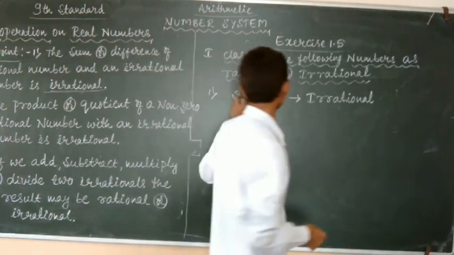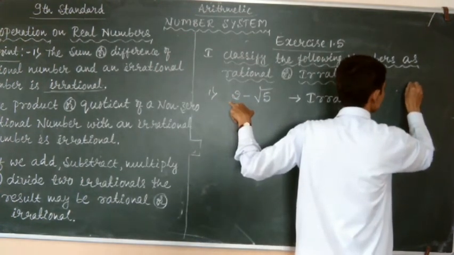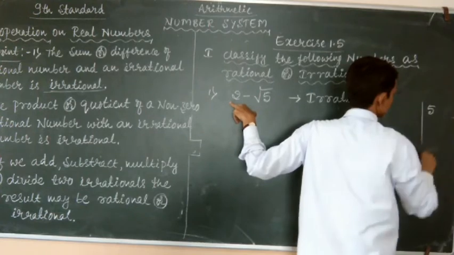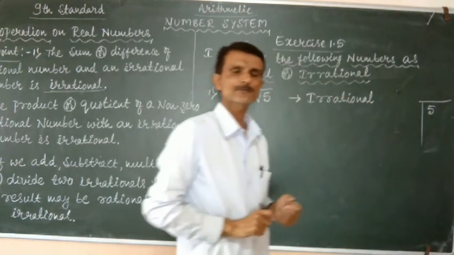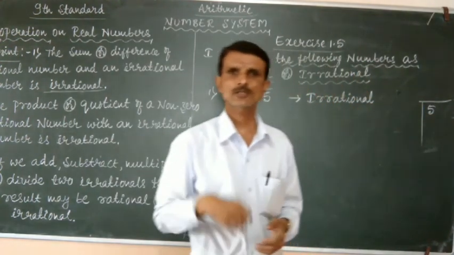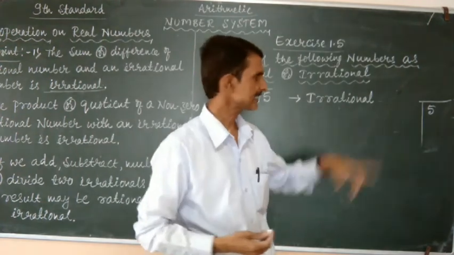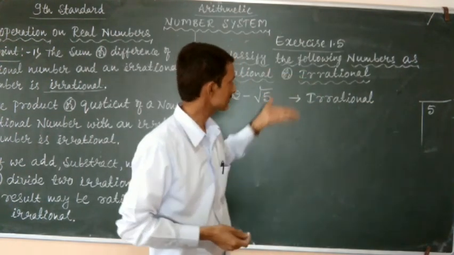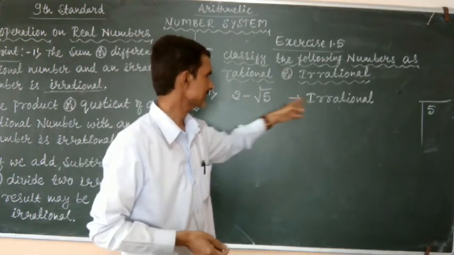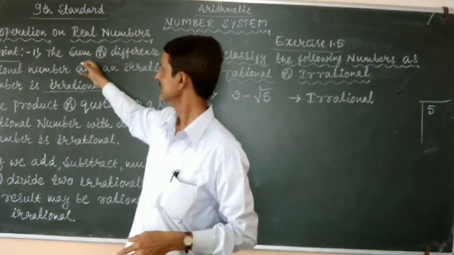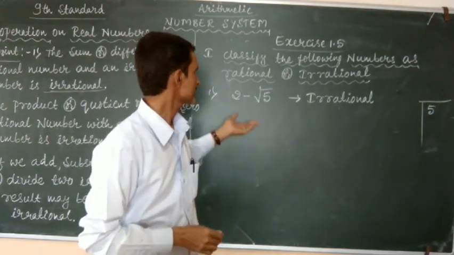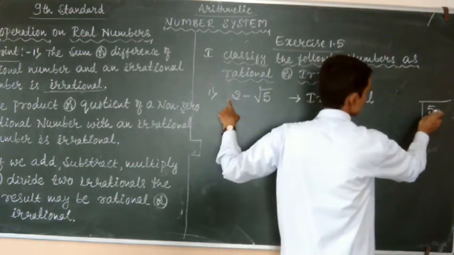To simplify this, you have to find the value of root 5. The value of root 5 is obtained by division, which you have already studied in the 8th standard. So try that. Here in this problem we have to classify whether it is rational or irrational, so I have written directly that it is an irrational number, on point number 1. If you want to make it clear, you can find the value of root 5.